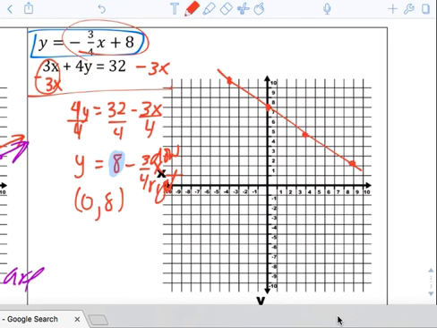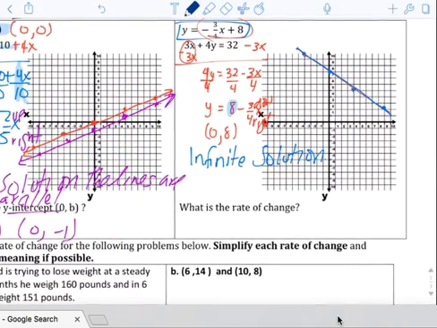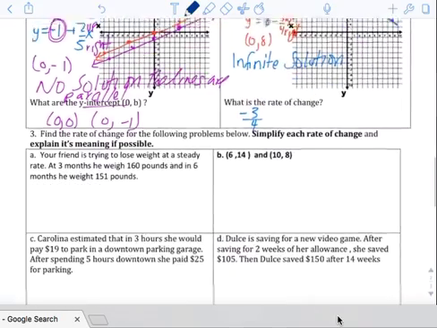Actually, this one is at right there, down 3. Oh, it's the exact same line. Basically, they meet at all the points. So it's infinite solution. Infinite solution. No, the answer is forever. What's the rate of change? The rate of change is negative 3 over 4. No x, just 3 over 4.